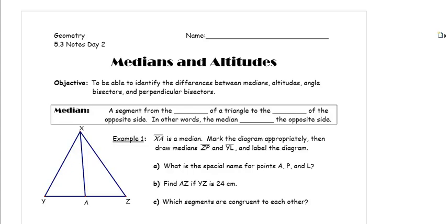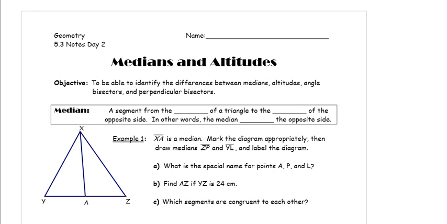Alrighty, how's everybody doing? We are going to look at medians and altitudes today, expanding on our perpendicular and angle bisectors from yesterday. So we want to be able to identify the differences between medians, altitudes, angle bisectors, and perpendicular bisectors. So basically, four different lines that do different things, and sometimes a combination of things inside a triangle.